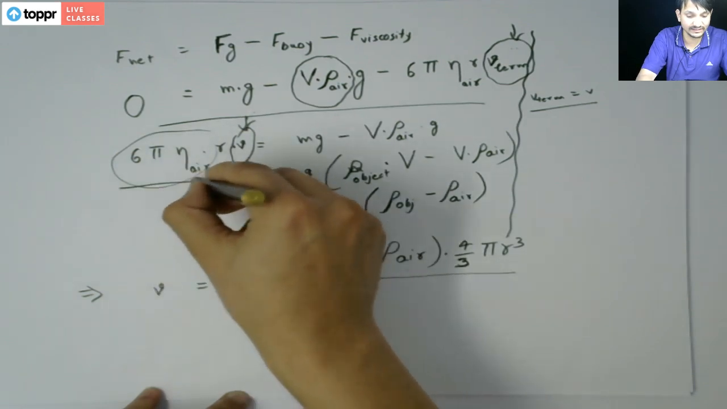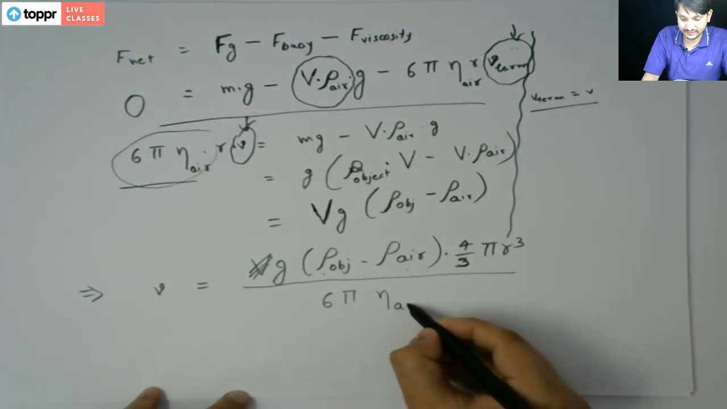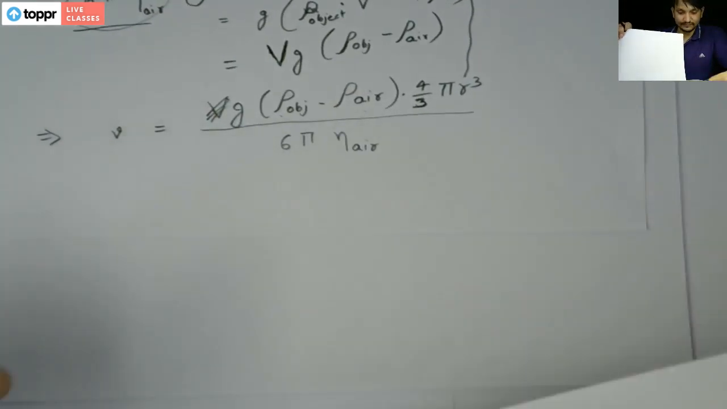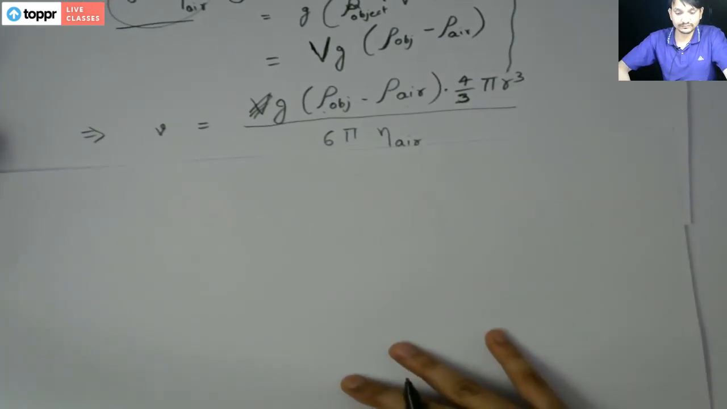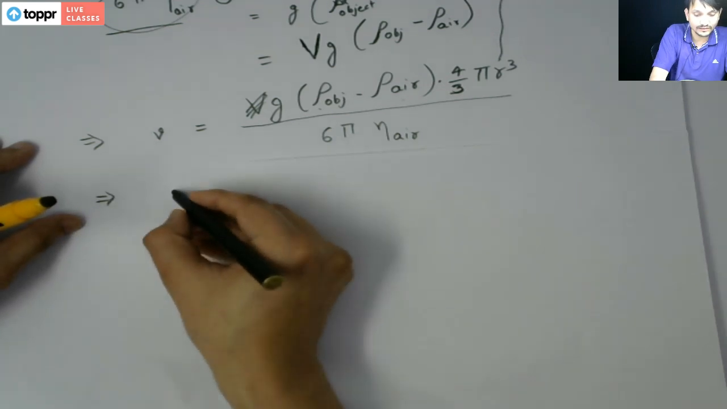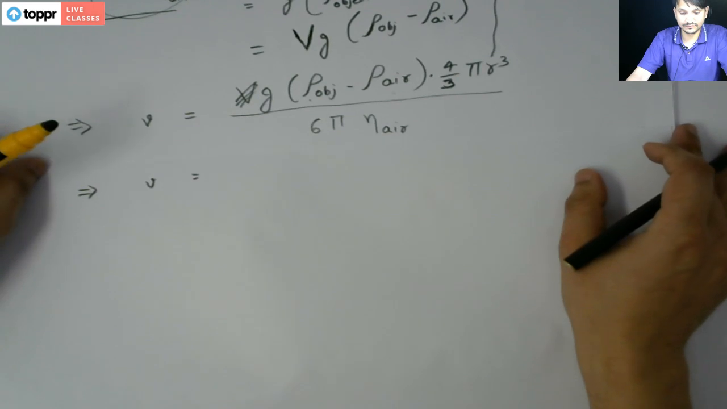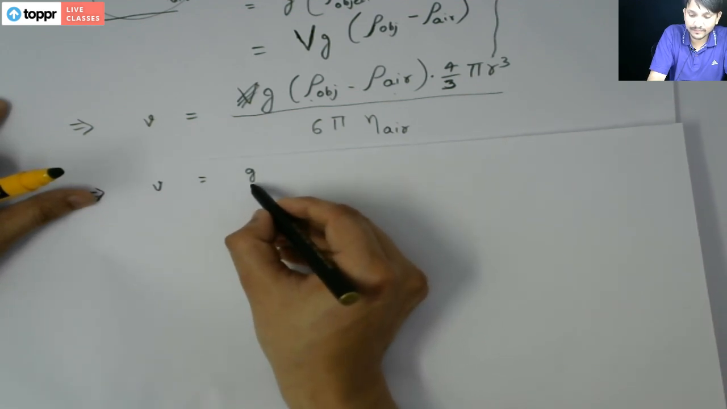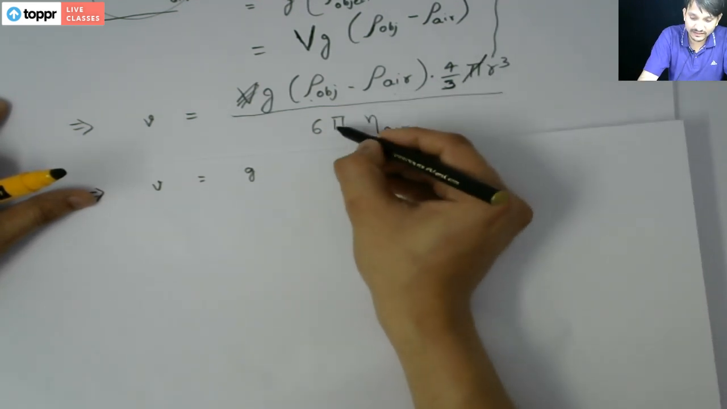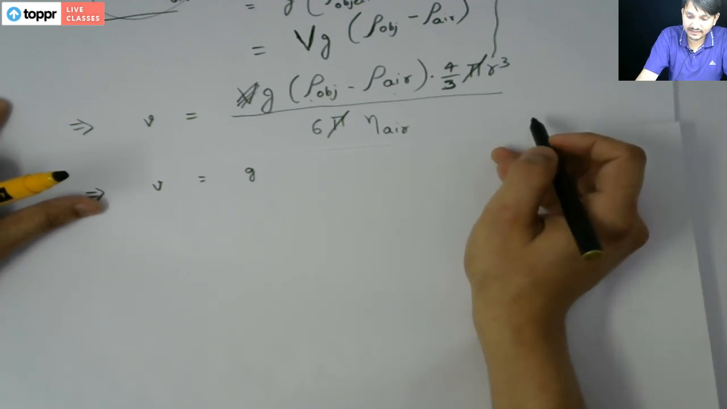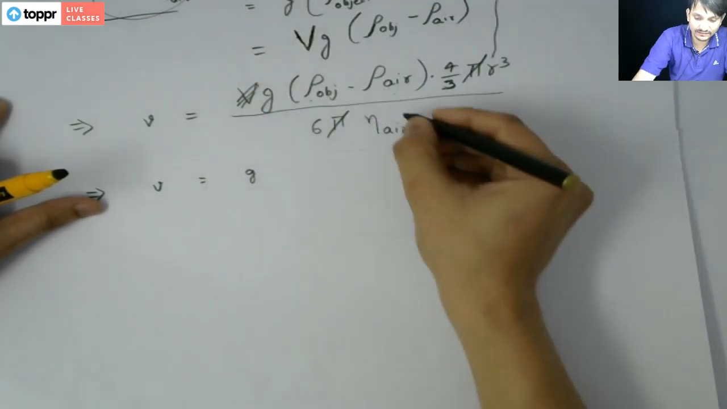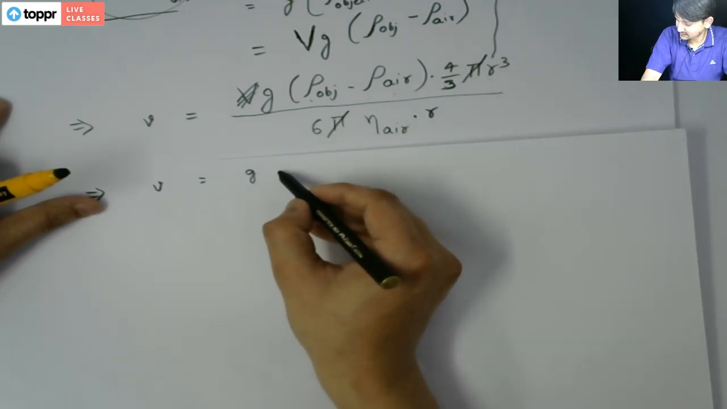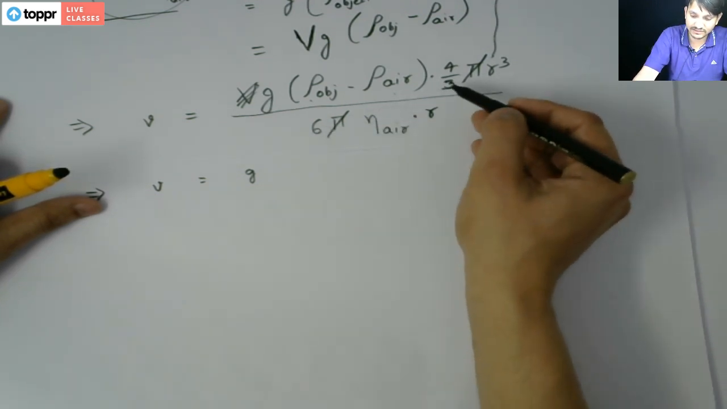Now dividing this whole thing by this 6 pi eta air. What do we get when we simplify this? Let's see. Therefore, V equals g by everything. This comes out. We can cancel pi. I think there was one r here, so I will also cancel one r with one r. So there will be r square here. And this 6 is also getting cancelled with 4.